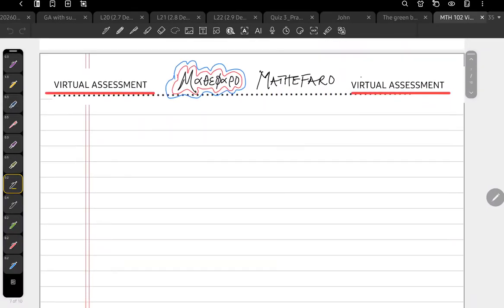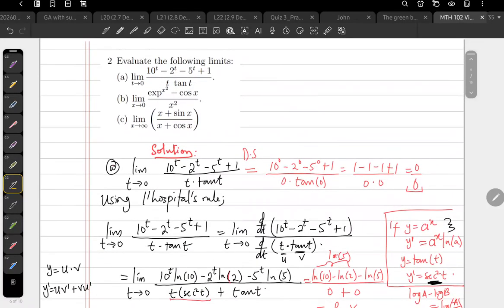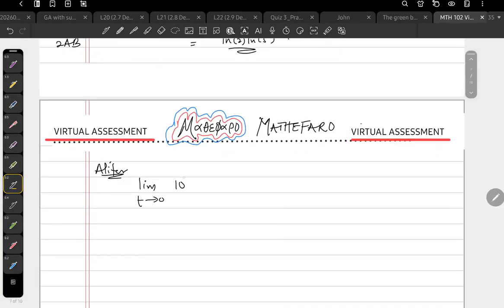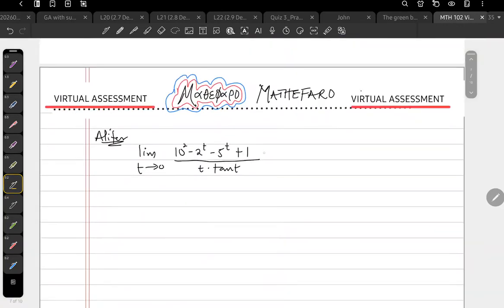So the alternative way would be to try to factorize the numerator. So alternatively, if we say limit of t as t goes to 0 of 10 to the power of t minus 2 to the power of t minus 5 to the power of t plus 1 over t times tan t. I think that's correct. Good. So we can actually factorize the numerator. We have already seen that the direct substitution will give us 0 over 0.